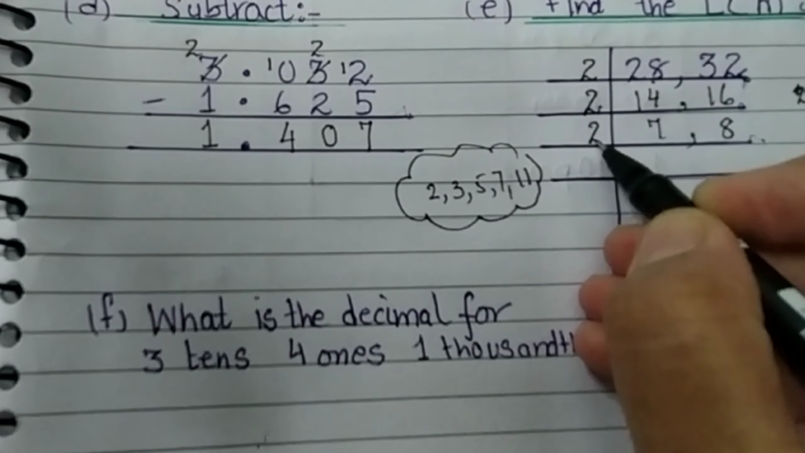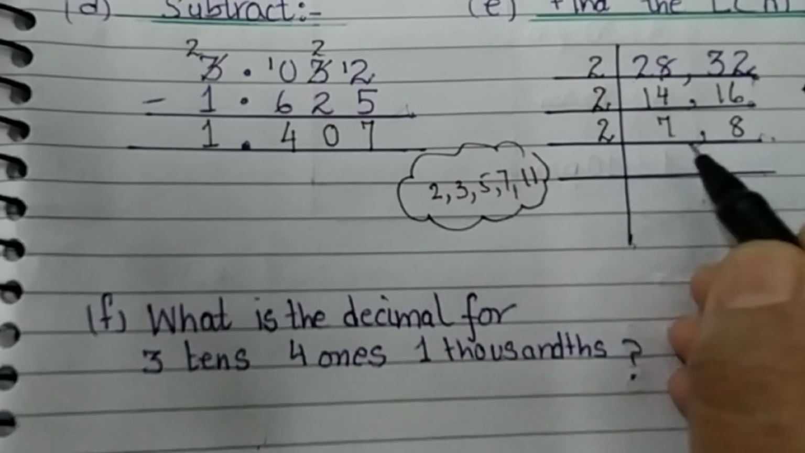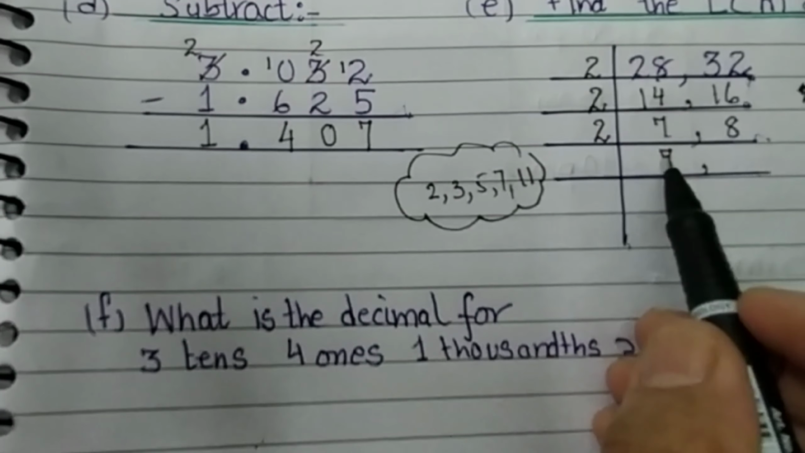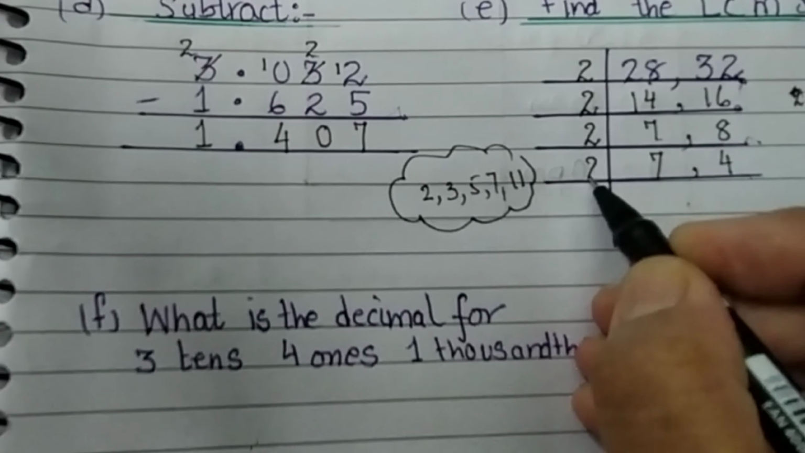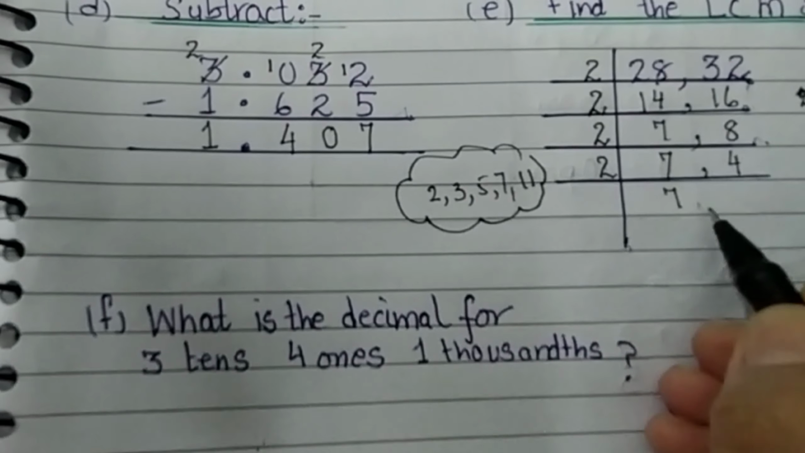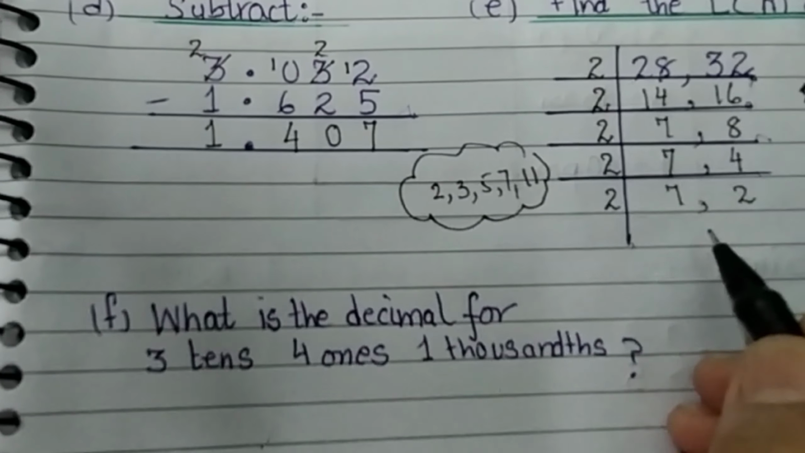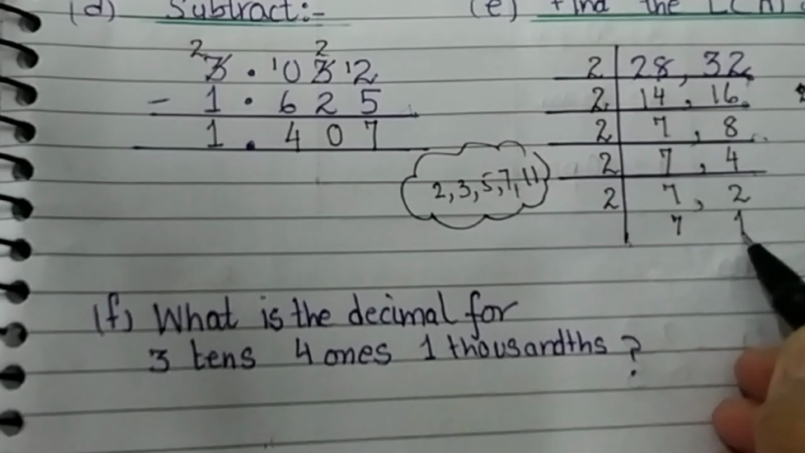Again, we will move on with the same 2. Why? Because I can see 8 here. It can easily be divided by 2. So I will just drag this 7 down because 7 is not there in our 2 times table. 2 fours are 8. We again take 2. Why? Because I can see 4 here. So 2 times 2 is giving us 4. Again, we move on to 2. Drag down the 7 here. 2 times 1 is giving us 2.